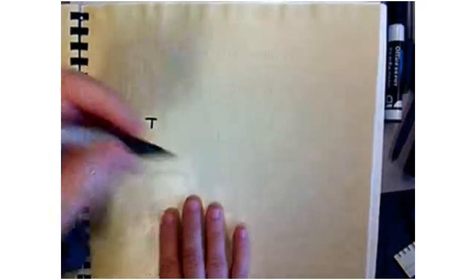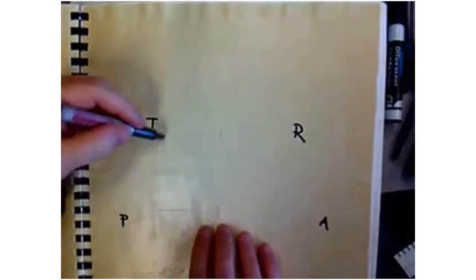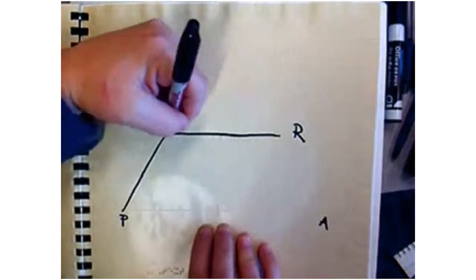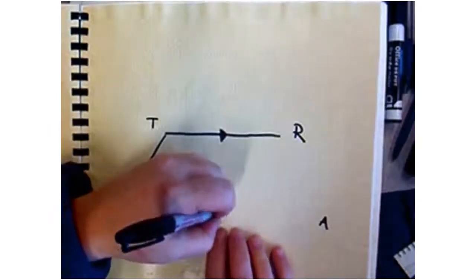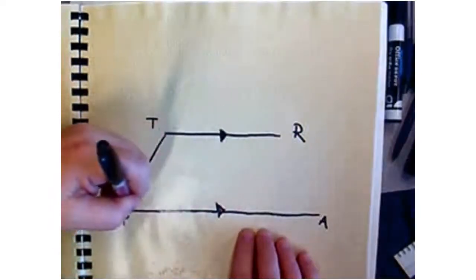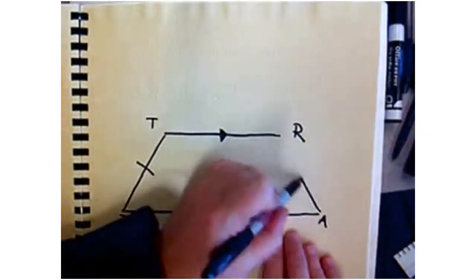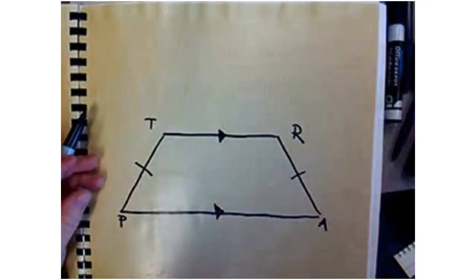So you find your model. You have T at the top left, R at the top right, A at the bottom right, and P at the bottom left. You have your parallel line indicators for the base TR, parallel line indicator for the base PA. Each side or leg, TP, has one tick mark, and RA has one tick mark. So we know we have an isosceles trapezoid.